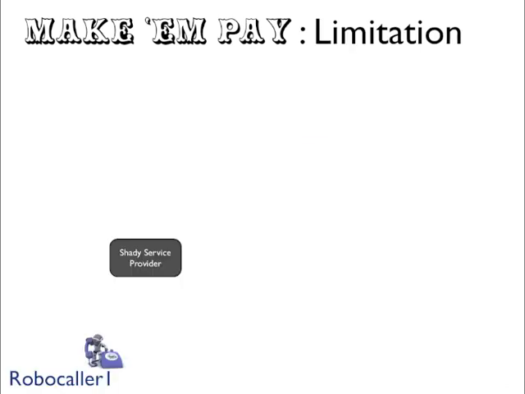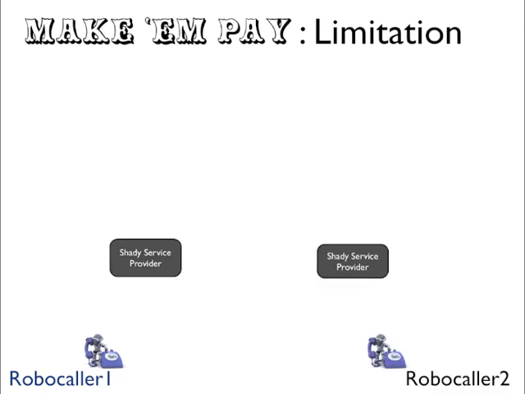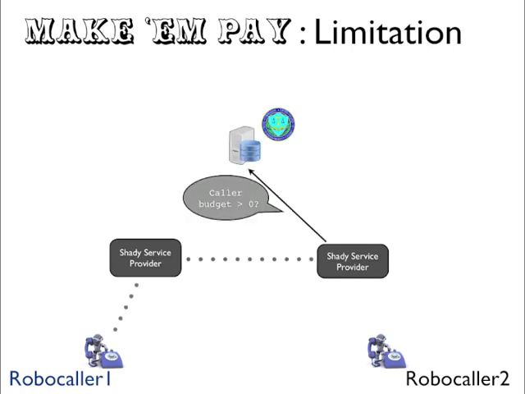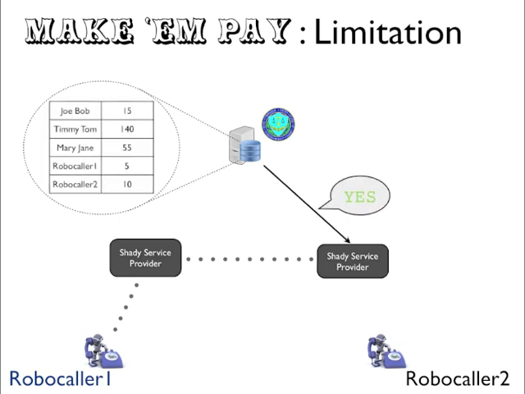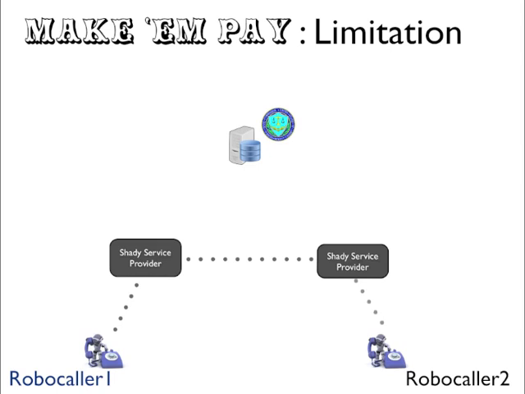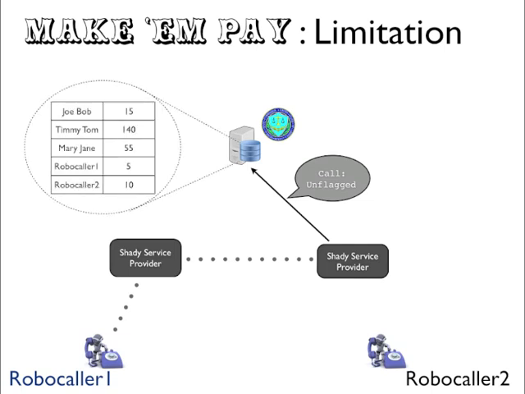A limitation of the basic approach that we just described is that robocallers can set up receiving phone banks which are used to replenish FTC dollars, so they can use those dollars to continue making illegal calls to honest users. So Robocaller 1 may call Robocaller 2 and keep the call alive for long enough so that the FTC server does not flag it, and therefore this adds to Robocaller 1's budget. And so Robocaller 1 can keep doing this every time it needs more budget.